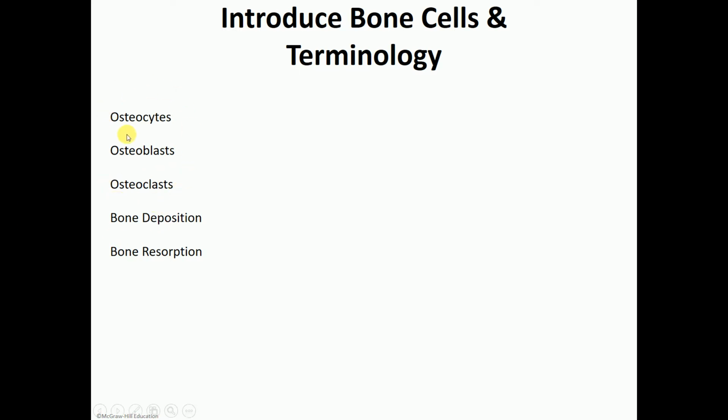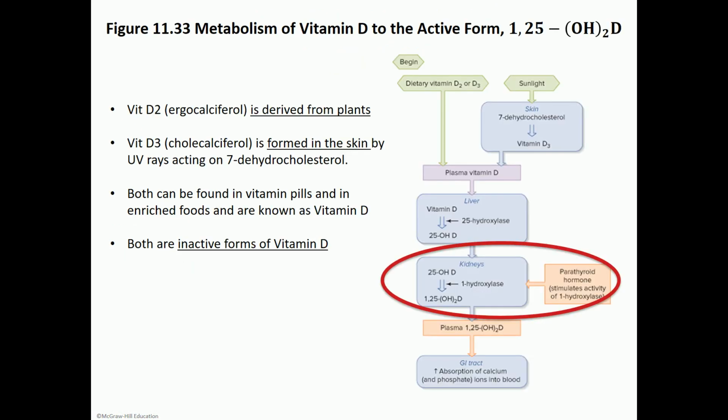So again, osteocytes are your mature bones. Osteoblasts make bone in a process known as bone deposition, while osteoclasts tend to break bone or resorb the calcium from the bone in a process known as bone resorption, releasing that calcium into the bloodstream. Okay, now that we know what those terms mean, let's move on to the first hormone, and that's vitamin D.